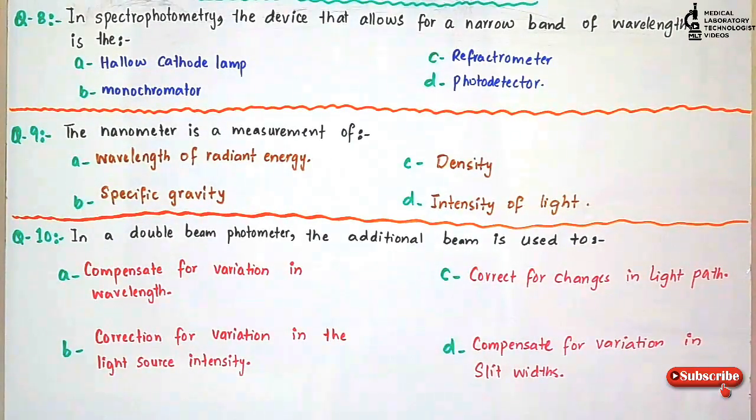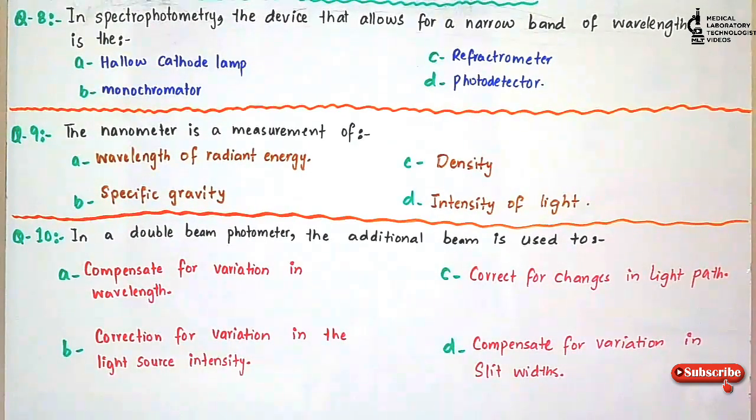Question number 9. The nanometer is a measurement of: option A, wavelength of radiant energy; option B, specific gravity; option C, density; option D, intensity of light. And the answer for this question is option A, wavelength of radiant energy. We can say that nanometer is the unit for wavelength.